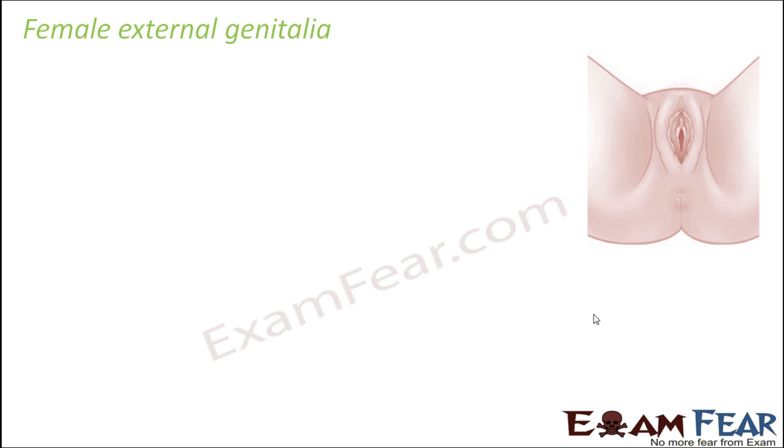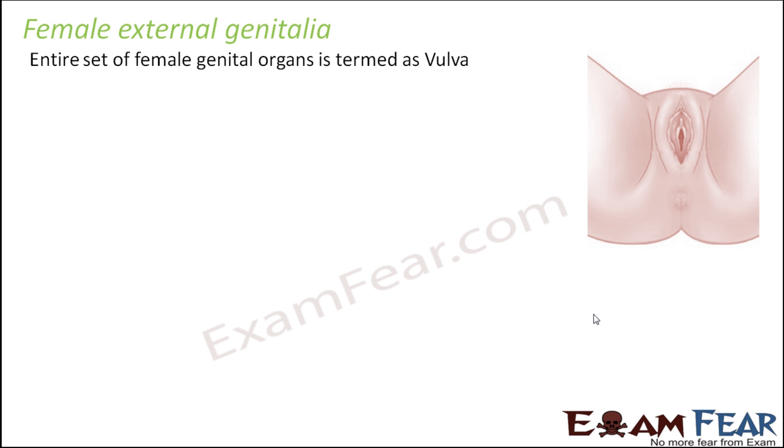So now let us talk about the female external genitalia. That is the female sex organs which are externally exposed. That means the organs which are, in a way, a part of the female reproductive system and can be seen externally. So what are those organs? This entire set of female genital organs which forms the external genitalia is also termed as vulva. So vulva is just one word for all these organs which together form the external genitalia for females.